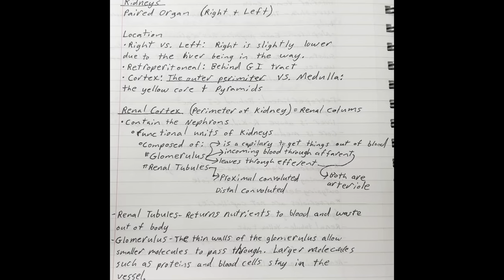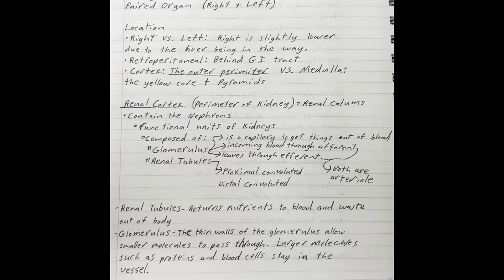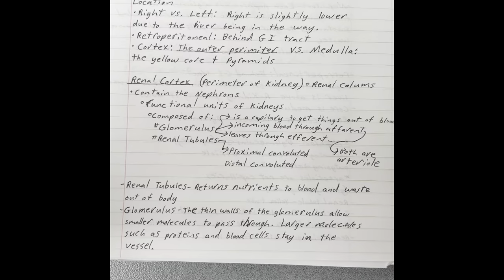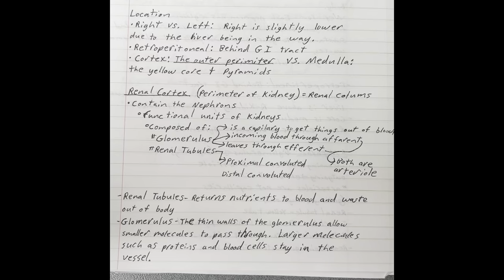Renal tubules: proximal convoluted and distal convoluted. The renal tubule returns nutrients to the blood and waste out of the body.